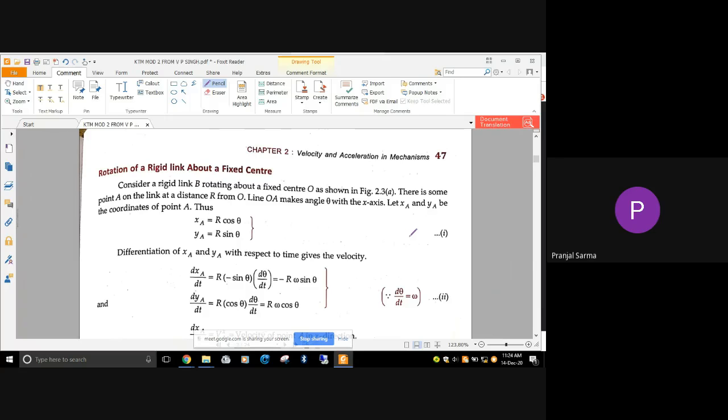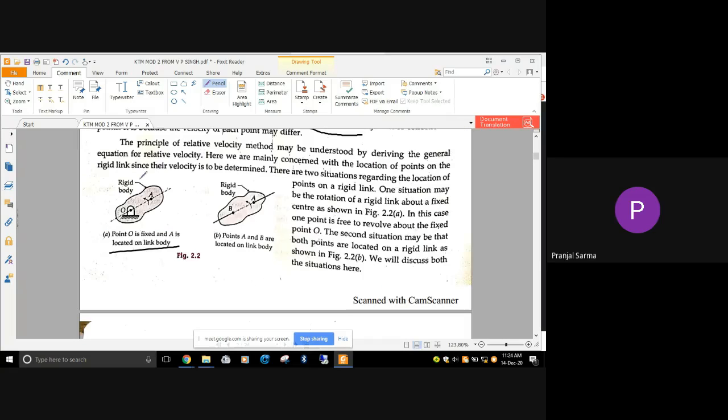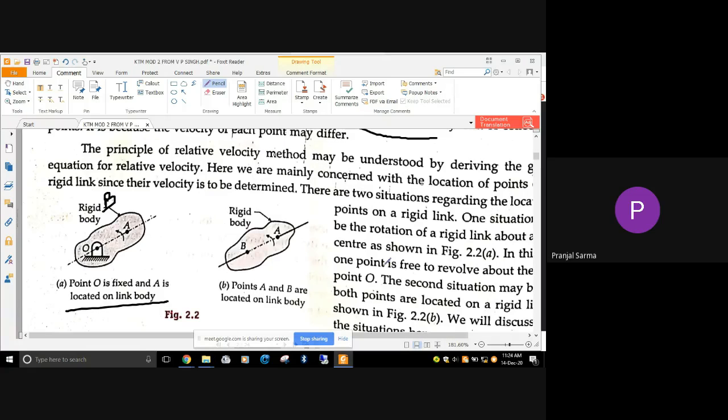So let's now consider a rigid link, maybe rigid body P. We are representing the rigid body as the rigid link, and it is rotating about the fixed center O. There is a point A on this particular link, and let's consider it is at a distance of R from O.